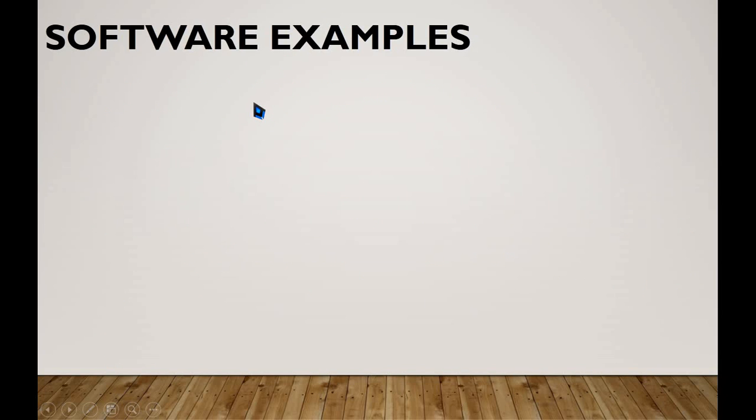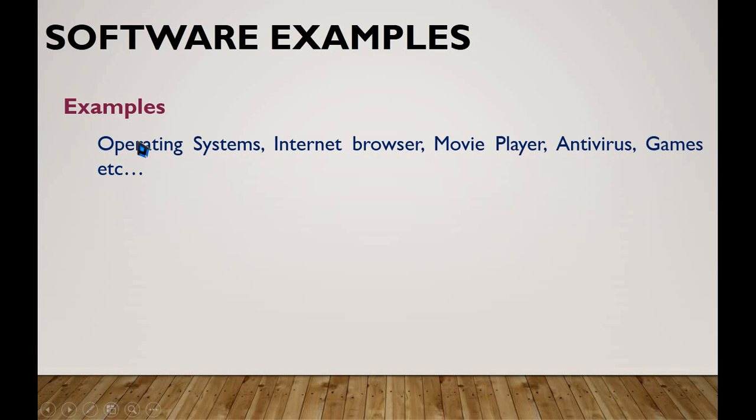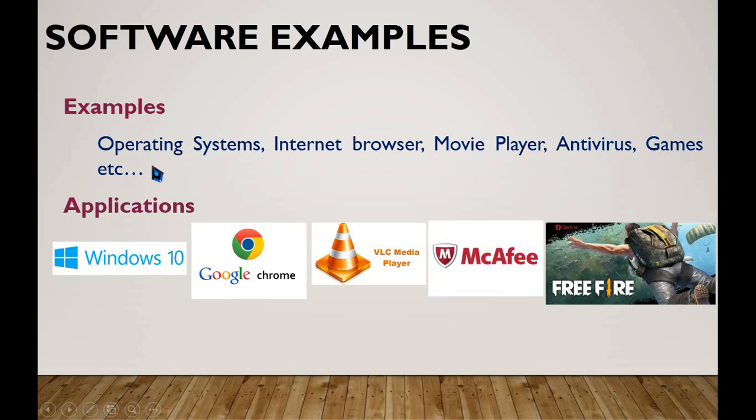Now let's check different examples of software. Examples are operating systems, internet browsers, movie players, antivirus, games, etc. Windows 10 is an operating system, Google Chrome is an internet browser, VLC media player is a movie player, McAfee is an antivirus, and Free Fire is a game application. So these are all the software that we use in our real life.